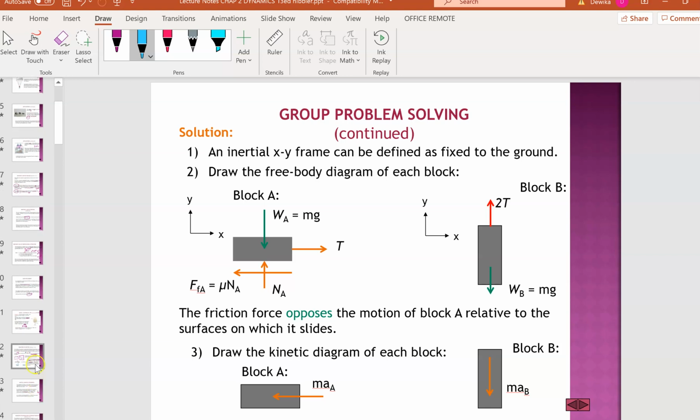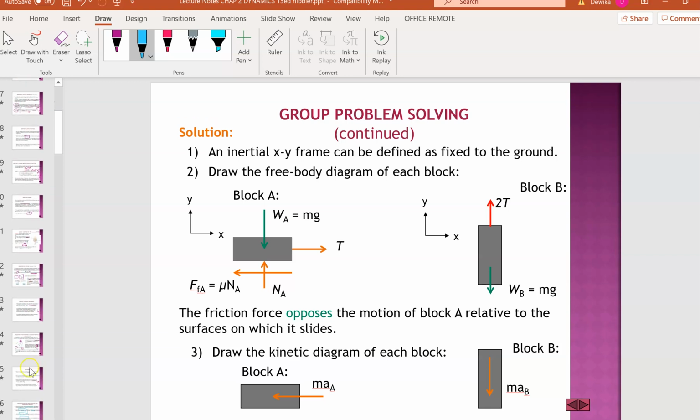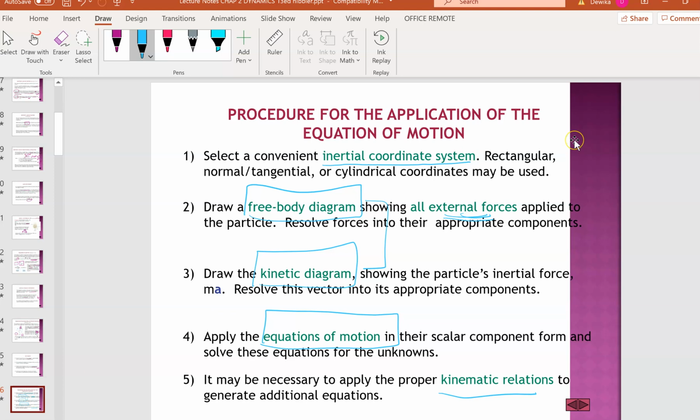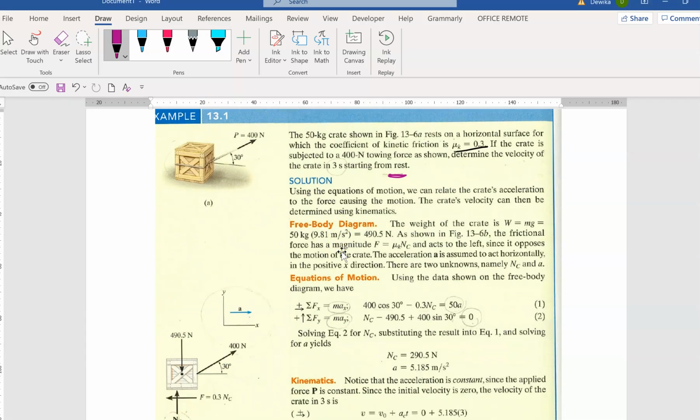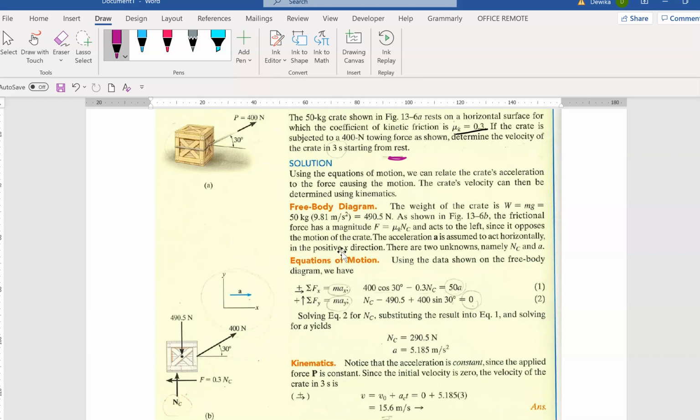Okay, let's just rewind and play. What is the first step? Okay, let me look at this. So you need to define the initial coordinate system, then you draw the free body diagram. Okay, let's look at this. In this case, you just have to take the reference as your crate itself.